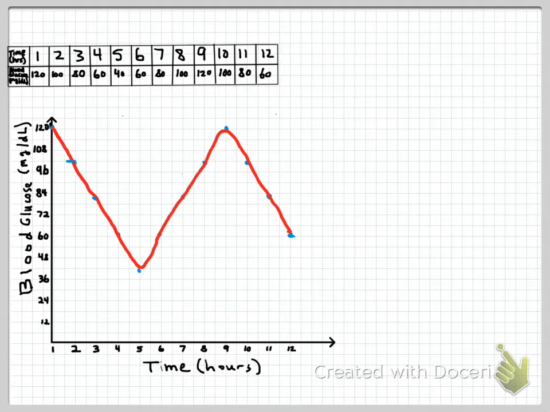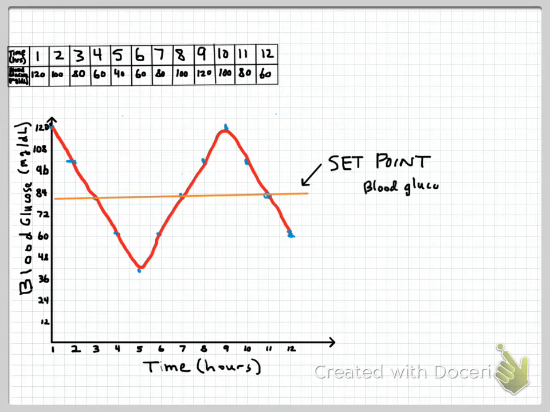We can see that the graph is up and down, peaks and valleys, but what we want to see is where it's actually trying to get to as it goes too low or it goes too high. So this line that I've drawn across is the approximate set point based on the data that we've collected, and that ends up being approximately 80 milligrams per deciliter. So let's go ahead and look at that.